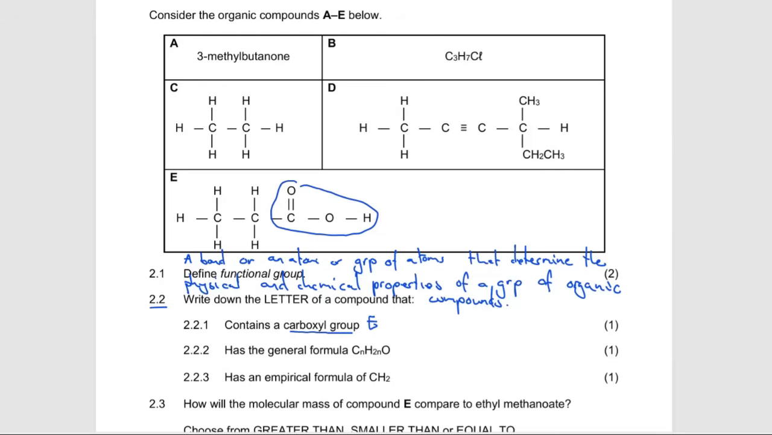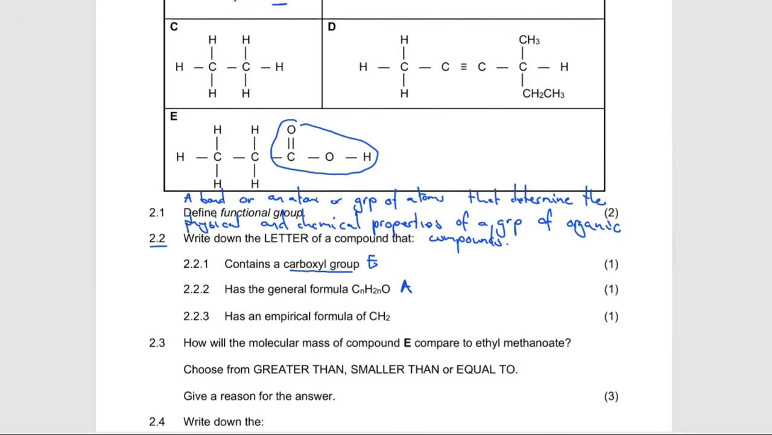Then here's the general formula CnH2n O, so a single oxygen. As a clue, you can see which one has a single oxygen. Here is 3-methyl butanone, which is a ketone, so that's our option A.